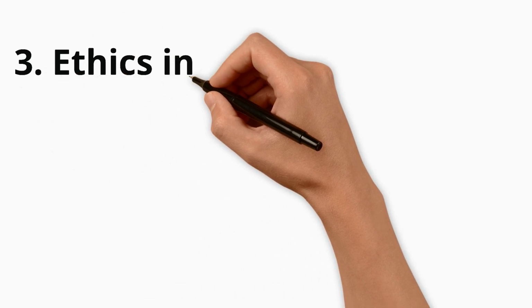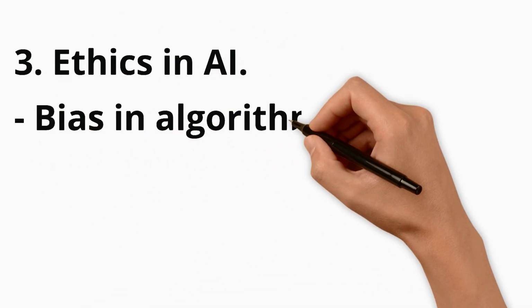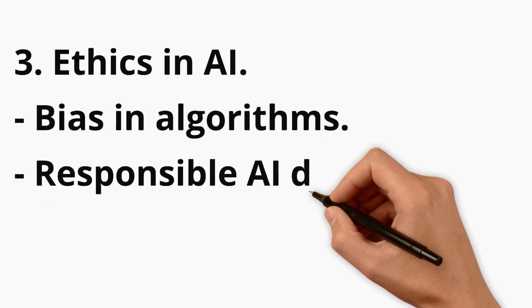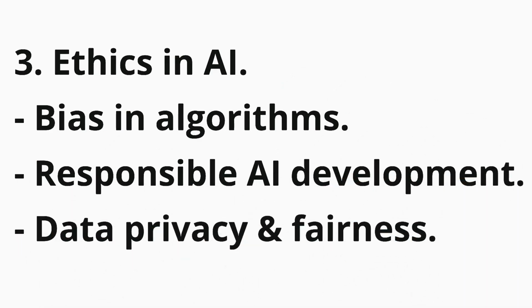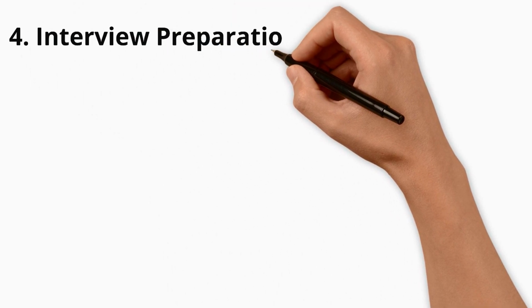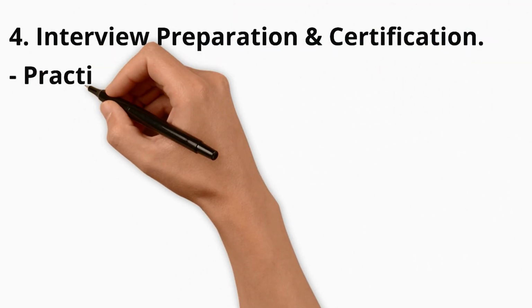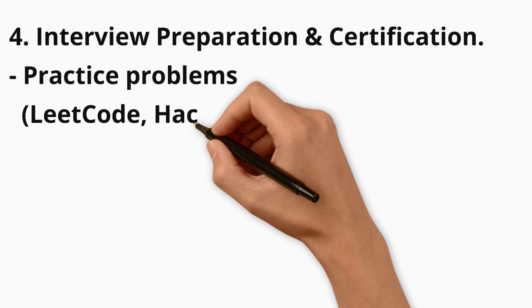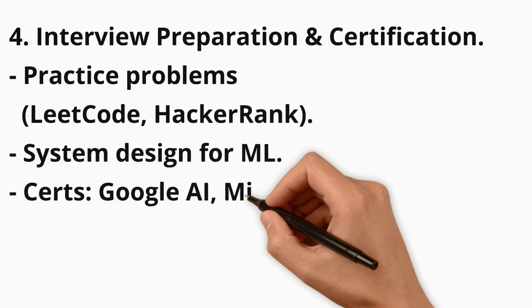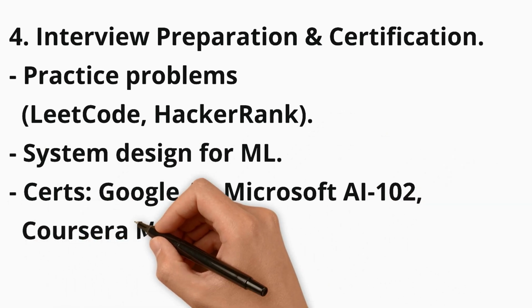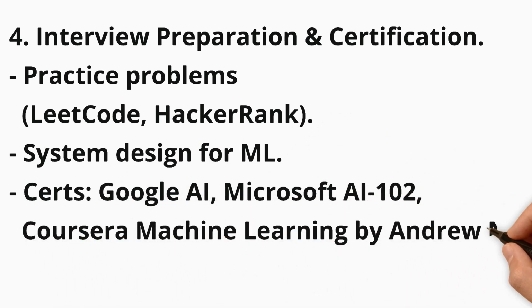3. Ethics in AI. Bias in algorithms. Responsible AI development. Data privacy and fairness. 4. Interview preparation and certification. Practice problems, LeetCode, HackerRank. System design for ML. Certs. Google AI, Microsoft AI-102. Coursera Machine Learning by Andrew Ng.